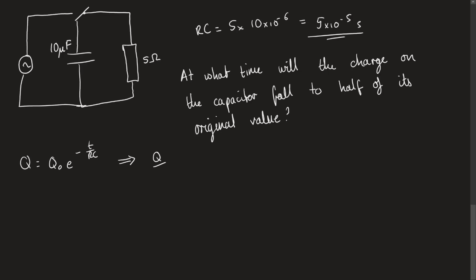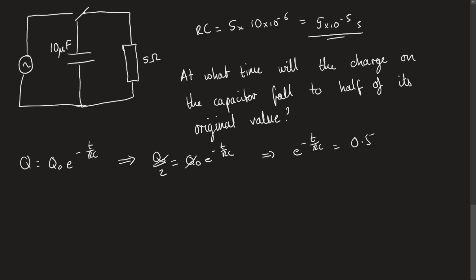So we have Q0 over 2, since it's half of the original value, is Q0 e to the minus t over RC. And so the Q naughts will cancel, and we end up with what we expected. This e to the minus t over RC factor is just 0.5. Now we have to try and work out, how do we actually get this t over RC out of this, and this is where we use the logarithm.